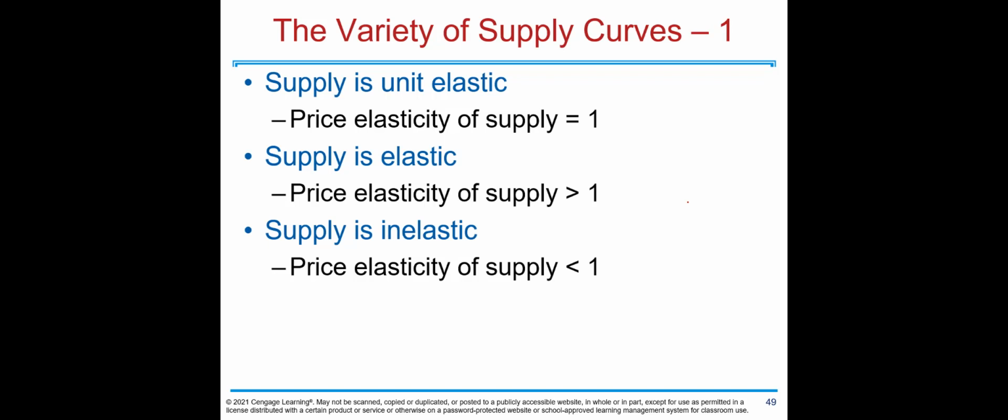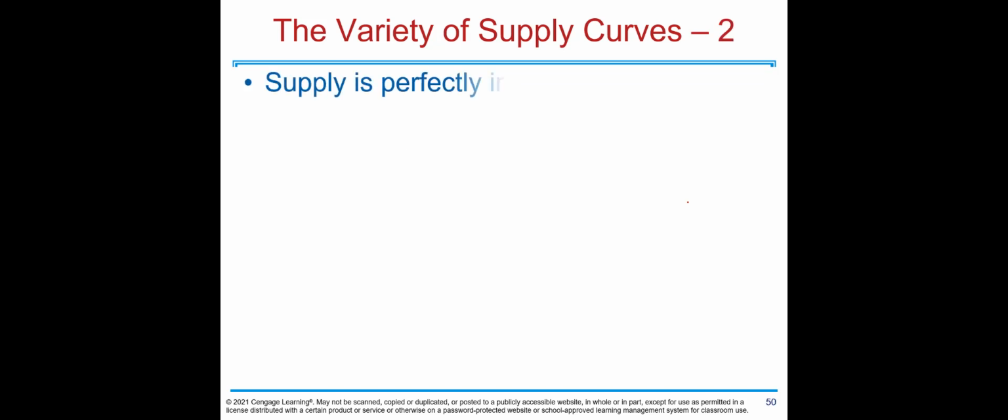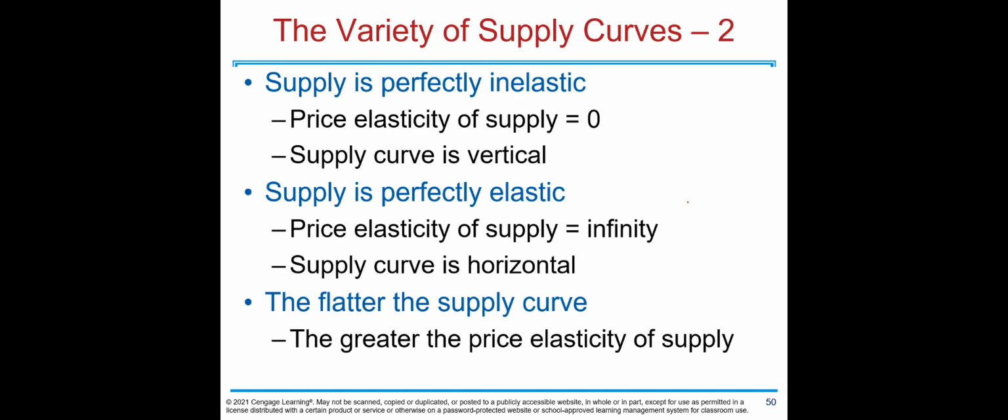Supply is elastic if price elasticity of supply is greater than 1. Supply is inelastic if price elasticity of supply is less than 1. Supply is perfectly inelastic, that means price elasticity of supply is equal to 0. Supply curve is vertical. This is the supply curve. Supply is perfectly elastic, that means price elasticity of supply is infinity and the supply curve is horizontal. Okay. The flatter the supply curve, the greater the price elasticity of supply.